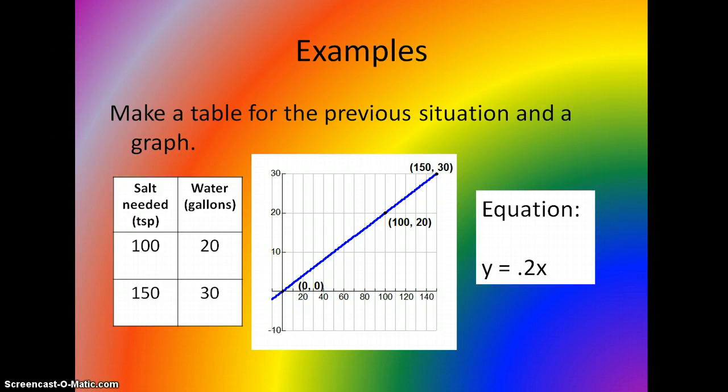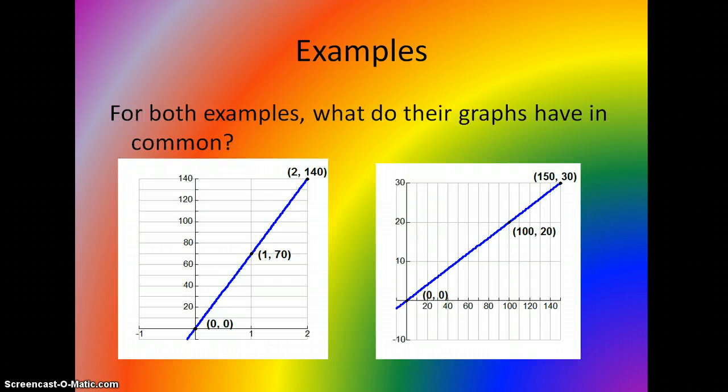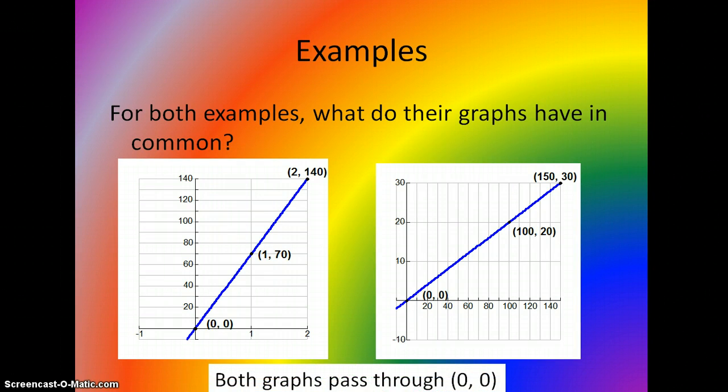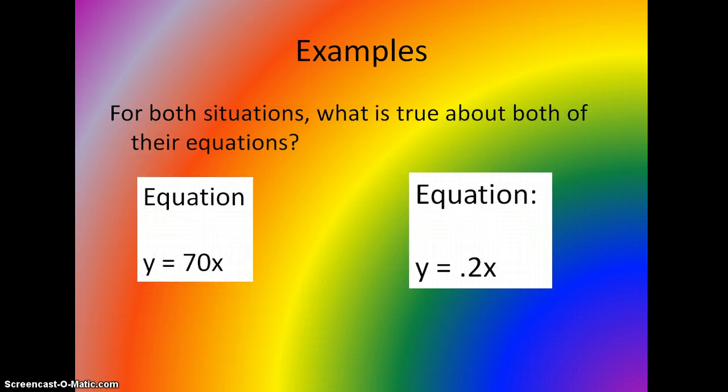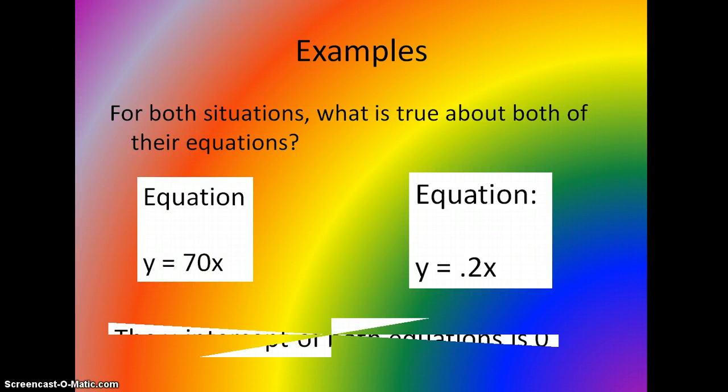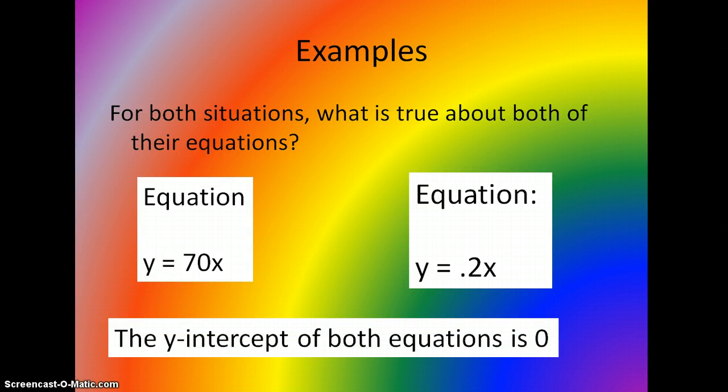All right, let's move on. For both examples that we've talked about, what do their graphs have in common? I'm looking at their graphs, and I spot something. Both graphs pass through 0, 0. That's interesting. Now take a look at both equations and tell me what is true about both of them. Yes, their slopes are different, but the y-intercept, because it's not written, must be 0. So the y-intercept of both equations is 0.